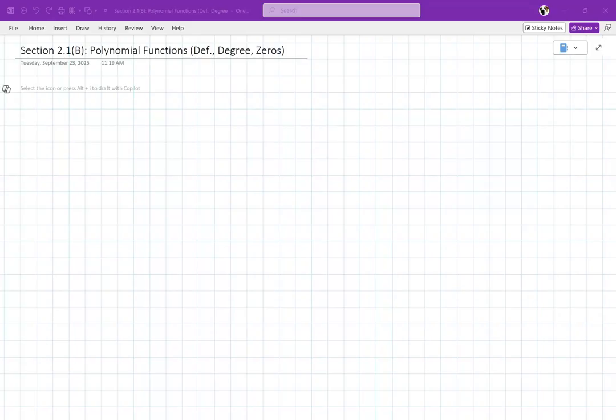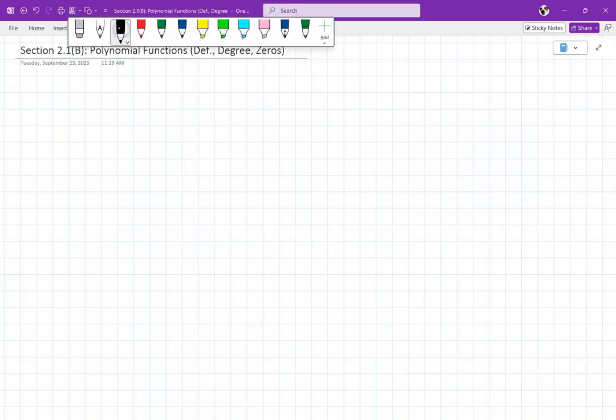So section 2.1, part B, polynomial functions, the definition, the degree, and zeros. All right, sorry about that. We're going to talk about the definition of what it means to be a polynomial function, how to identify the degree, also the leading coefficient, and then how you find zeros, how you find solutions, answers, and stuff like that. We're going to do two main things today. So let's start off with the definition first.